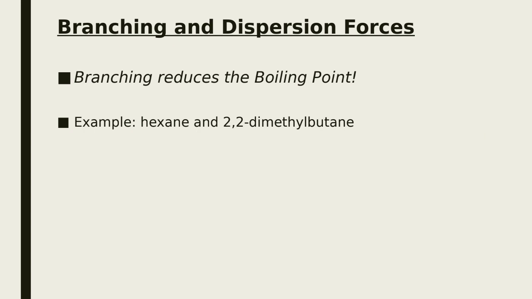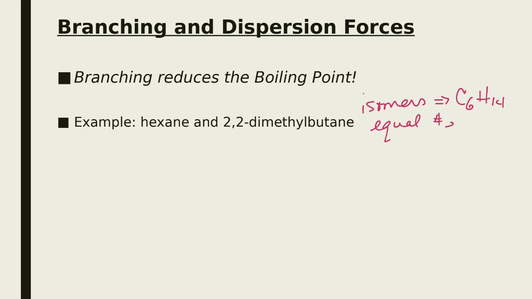Sometimes when we are talking about organic molecules, we can talk about the impact of branching on boiling points. So for example, here are two molecules that are what we call isomers of each other. And the reason that they're isomers is that they have the exact same chemical formula. They have the formula of C6H14. And so what's happening here is they have an equal number of electrons.